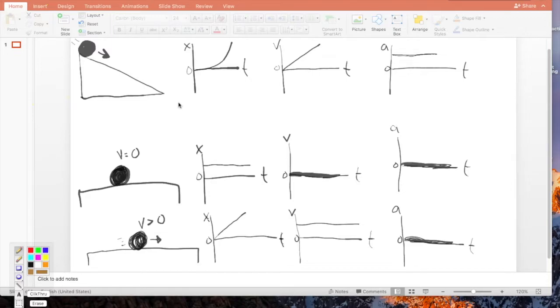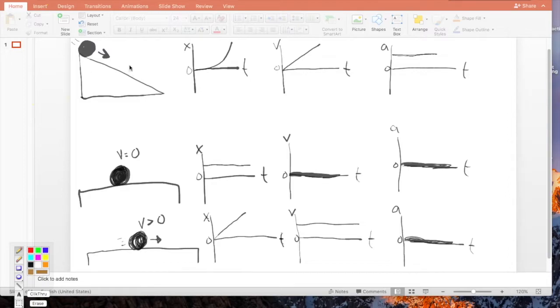Okay, I want to begin by comparing three different scenarios. You guys should be familiar with everything that's on the screen right now. Here I have a ball rolling down a hill. You guys are aware that as it rolls down, it's going to start accelerating. Its velocity will be increasing.